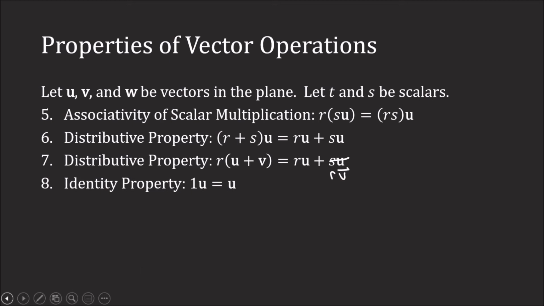The identity property for scalar multiplication, 1 times u is equal to u. So multiplying u by the scalar 1 doesn't change anything. And finally, the zero property. 0 times u is equal to the 0 vector, and so is r times the 0 vector. So if you multiply any vector by the scalar 0, you get the 0 vector. And if you multiply the 0 vector by any scalar number, you also get the 0 vector.